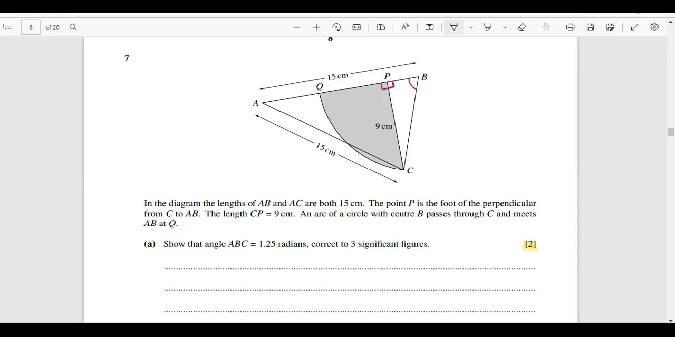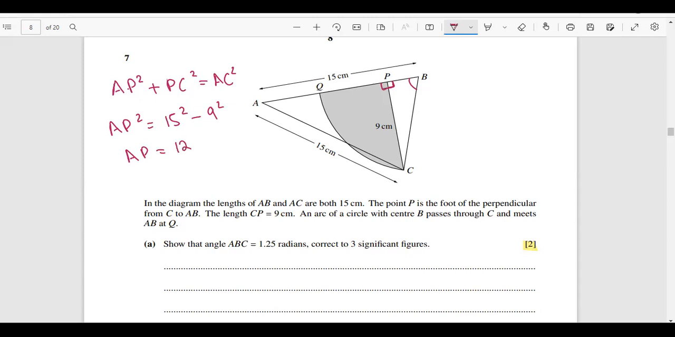So let's do it quickly. Basically, if I talk about the triangle APC, what do I see? I can see that I need to find AP. So AP squared plus PC squared would be equal to AC squared. AP is yet to be calculated. AC is 15 squared minus PC is 9 squared, and AP is going to be 12.